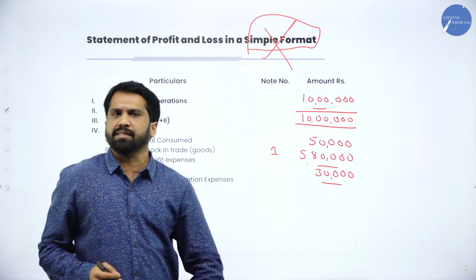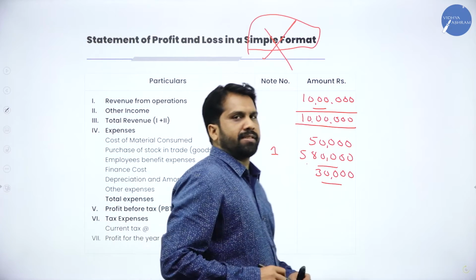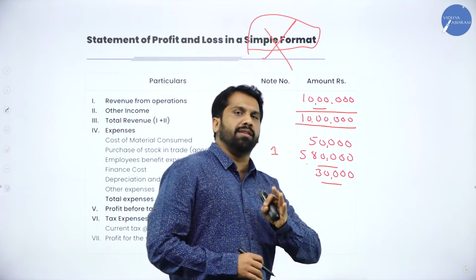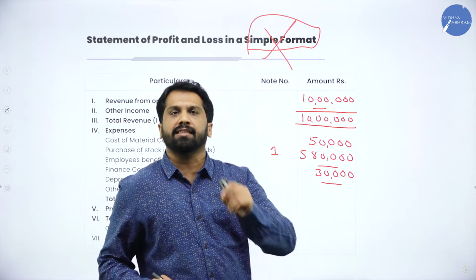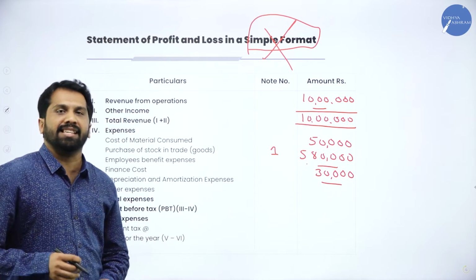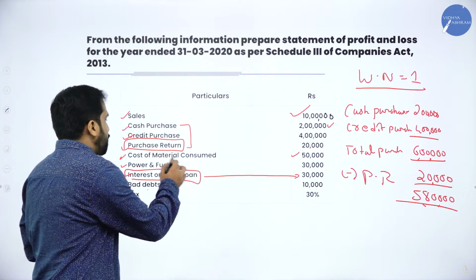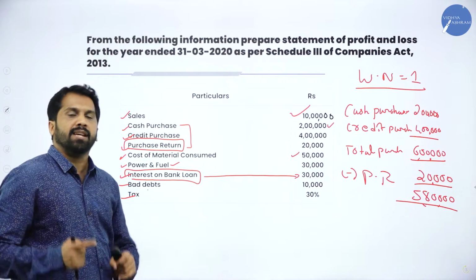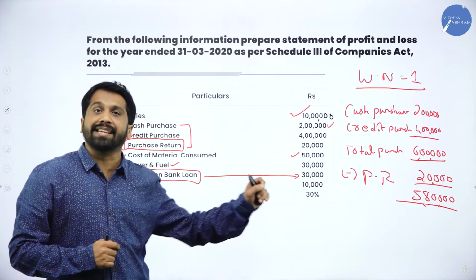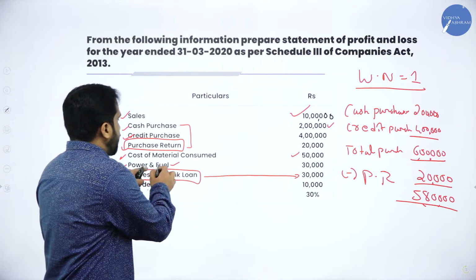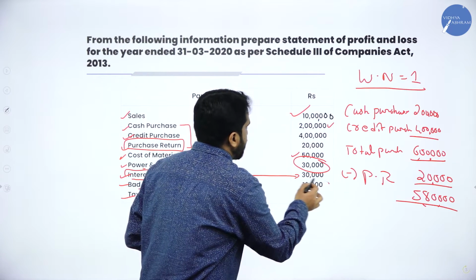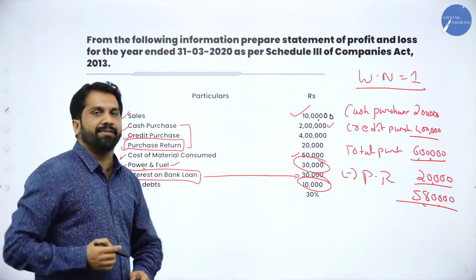Where will you get other expenses? What are the examples for other expenses? Simple: bad debts, repairs, insurance, electricity bill, general expenses, all come under other expenses. I'll go back to your question. We'll see, is there any other expenses? You have bad debts, you have power and fuel. You have two expenses. If there is more than one item, what should we do? Yes, we should go for a working note. Now, power and fuel, how much have they given? 30,000. Bad debts, how much given? 10,000.